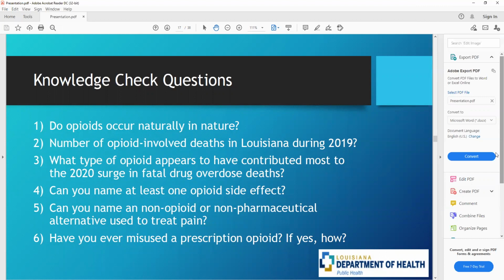841. So not quite. So in 2019, for Louisiana specifically, there were 588. Okay. But thank you for participating. It took a wrong answer for us to get the right answer. Number 3, what type of opioid appears to have contributed most to the 2020 surge in fatal drug overdose deaths? Fentanyl. That is correct. Synthetic opioids or fentanyl. Either one of those answers will do.